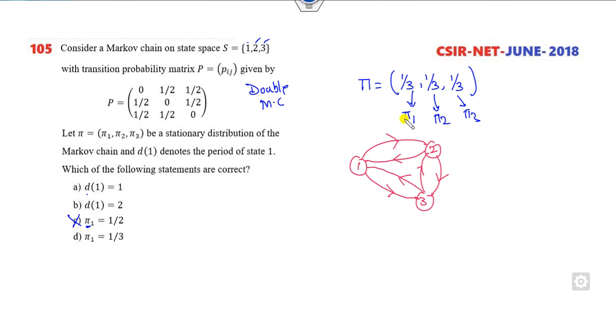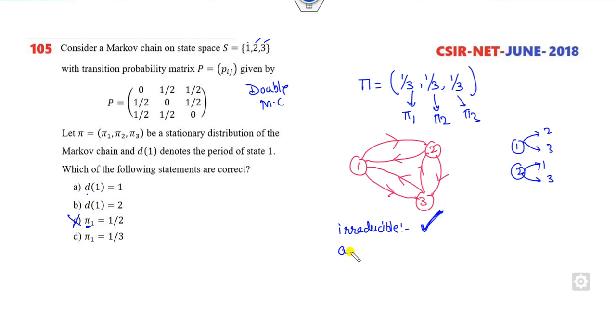Fine. Now, firstly, you can check whether it's irreducible or not. How can you check that? If you start from 1, is it possible to go to each of states 2 and 3? Yes, you can go. If you start from 2, is it possible to go to each of states 1 and 3? Yes, and so on. Yes, it is irreducible.